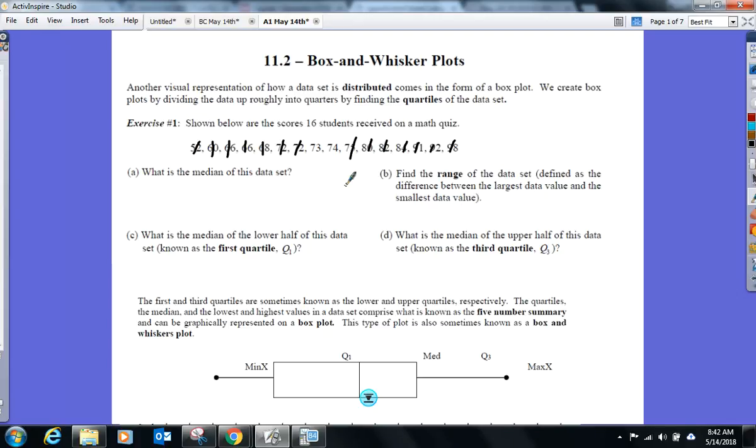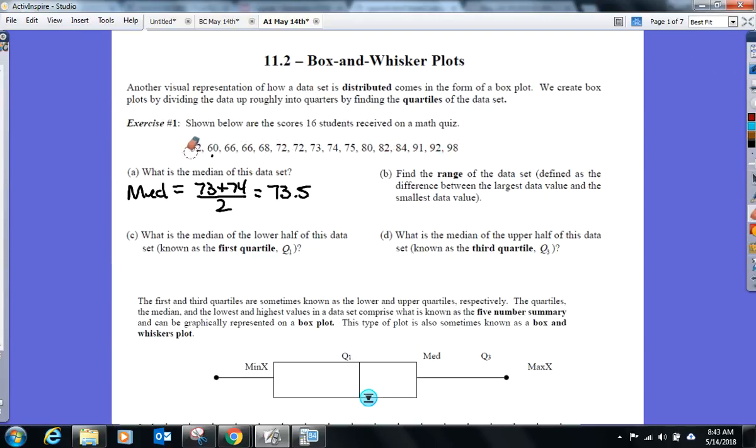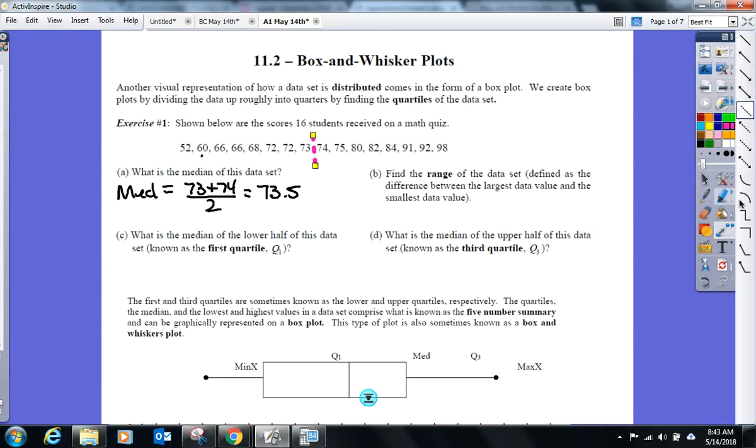All right, so the median up here is going to be actually 73 plus 74. Most of you know already, but 73 and a half. Okay, 73 and a half, there's the median right there.